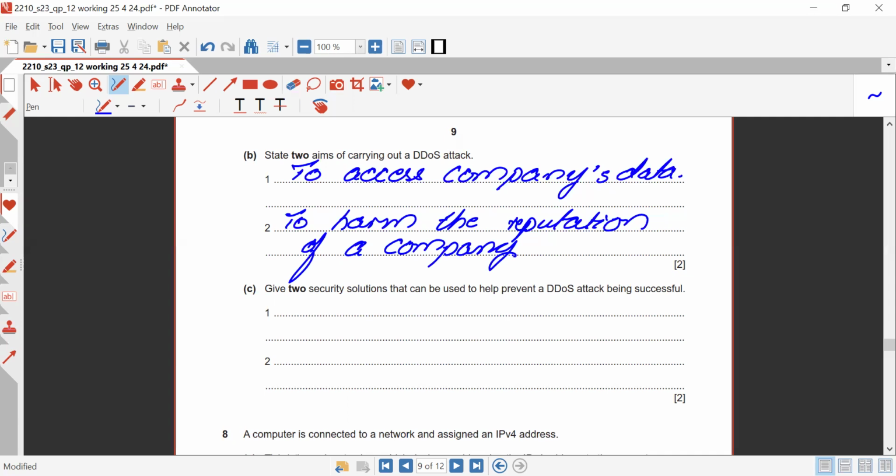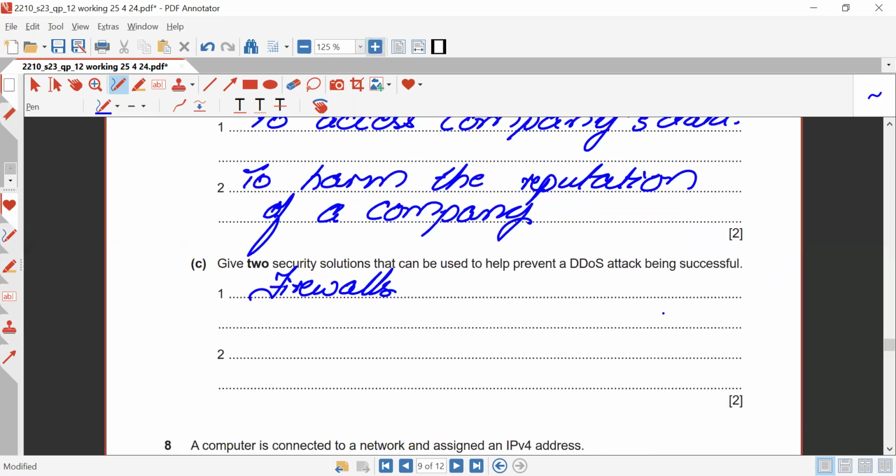Okay, now they are saying give two security solutions that could be used to help prevent a DDoS attack being successful. So obviously one thing is the firewall, the other one is the antiviruses or the anti-malwares, and you can utilize proxy servers as well. So we will be writing firewalls. And the other one we will be saying antivirus software or anti-malware software, both are the same thing.